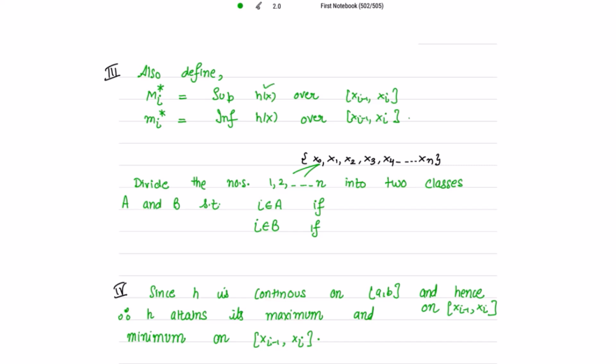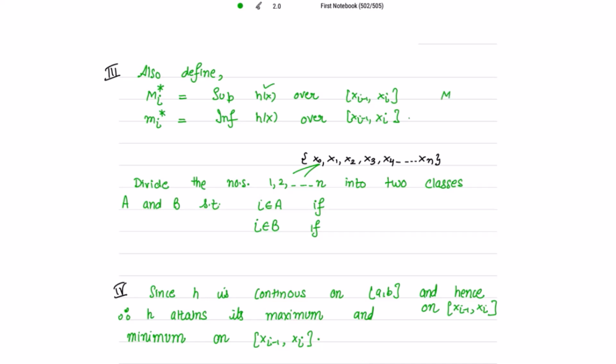Now let me divide the numbers 1, 2 up to n. These numbers are the suffixes of x0, x1, x2, x3, x4. Let me divide these numbers into two classes. Why is it necessary to divide these suffixes into two classes? Because I am having three choices.